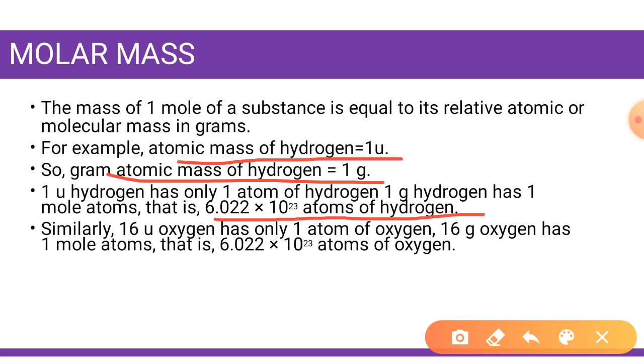Similarly, we know that 16 u is the atomic mass of an oxygen atom. It means 16 u is just 1 oxygen atom, while 16 gram of oxygen is 1 mole of atoms, which is again equal to the Avogadro constant. So 6.022 × 10^23 atoms of oxygen.